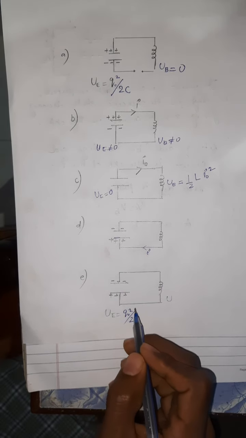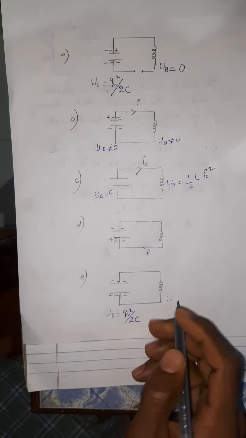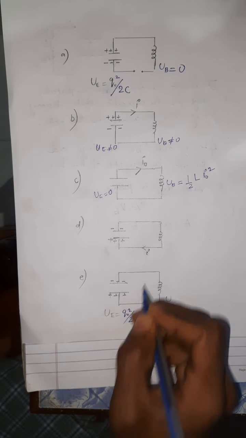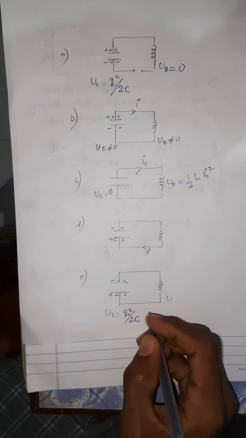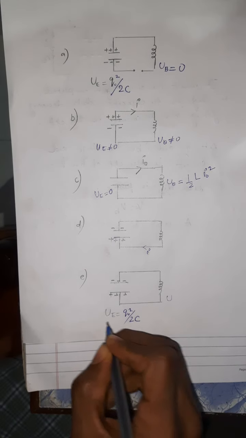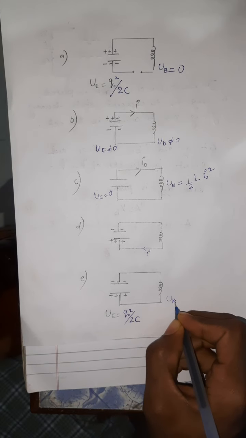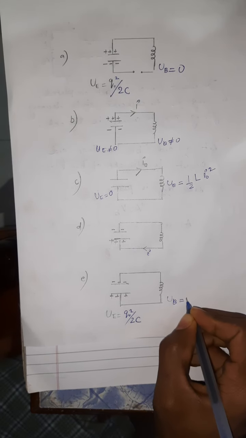In the E diagram you will come to know the capacitor gets fully charged. There is no current in the circuit. So all the energy is stored in the form of electrical energy in the capacitor only. So here we can write UB is equal to 0.